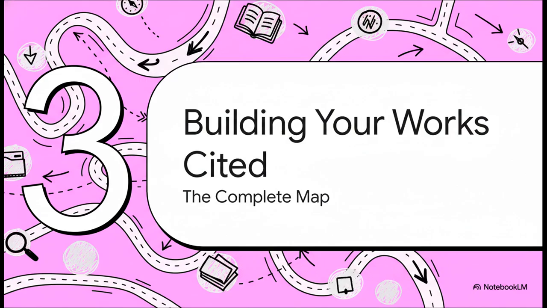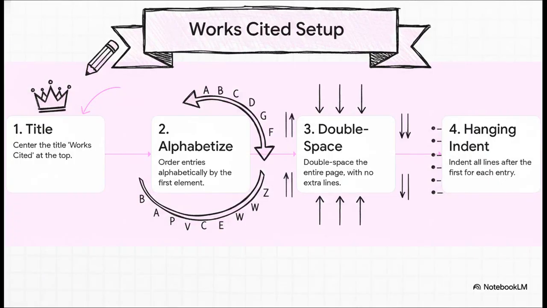Your works cited page is basically the full directory of every single source you signaled in your paper, giving your reader all the info they need. Setting up the page itself is really straightforward. Just 4 simple steps. Title it works cited and center it at the top. Alphabetize all your sources, double space the whole thing, no extra spaces between entries, and finally, use a hanging indent. That just means the first line of each source is all the way to the left, and every line after that is indented. It makes it super easy to scan down the list of names.